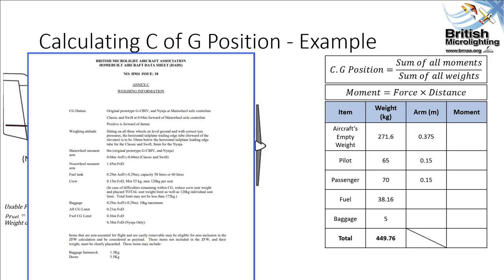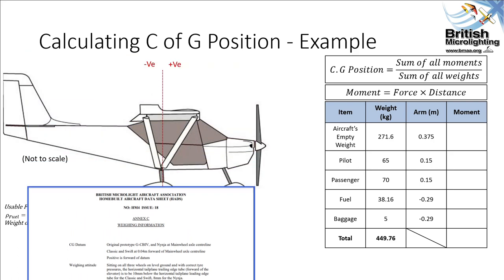The HADS also provides the moment arms for the baggage compartment and the fuel tanks, which is minus 0.29 meters for both. Note that the moment arms are both negative, as both of these points are aft of the datum, and this direction was defined as negative by the HADS. Also note how we have been consistent with our unit choice for arm length by using only meters.